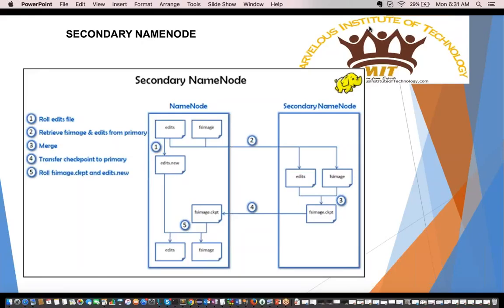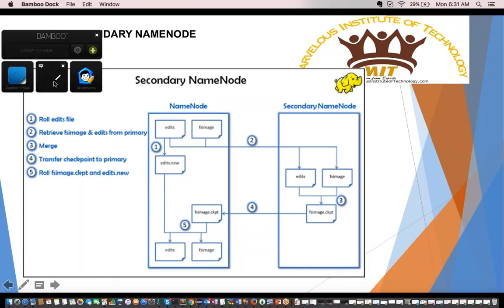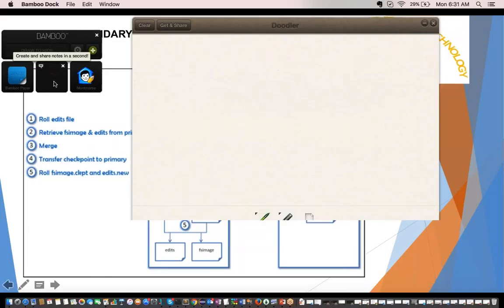Let me take 2 scenarios here. I just want to explain a limitation of the secondary name node as well. Let's assume I have started doing transactions, and my name node also has the latest fs image. I have configured the job every hour. Let's assume the job has been configured for 8 o'clock, 9 o'clock, 10 o'clock, 11 o'clock, every hour.